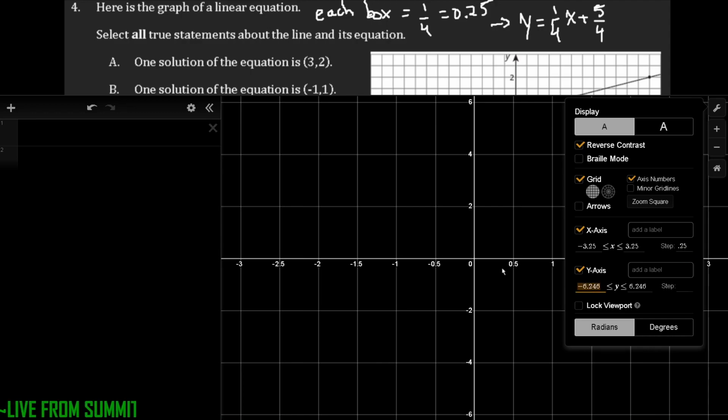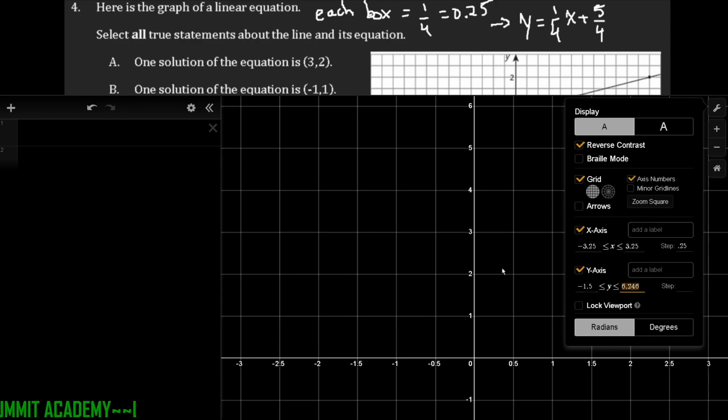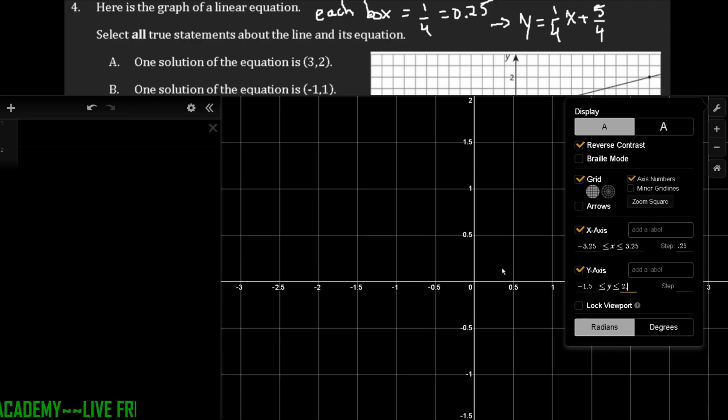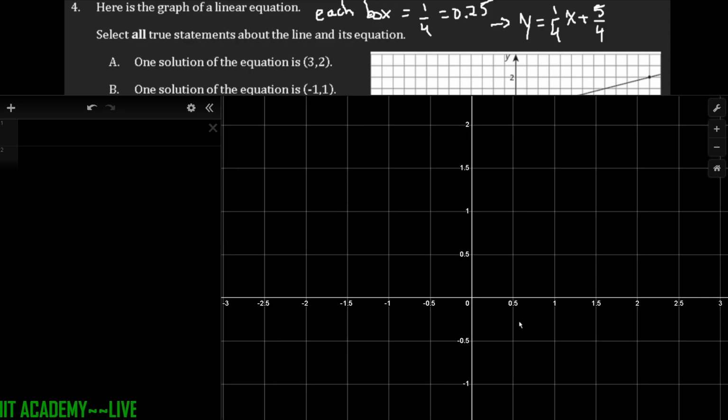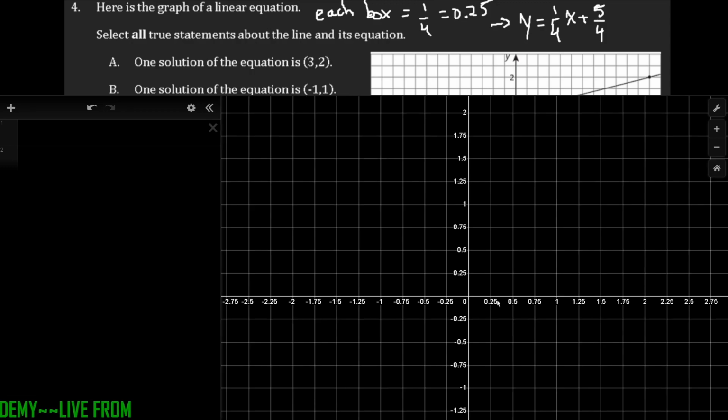For my y-axis, same idea. I'm going from negative 1.5 to positive 2.5, and each step is going to be 0.25. Make sure you can kind of see how that works. Let me actually scroll in a little bit. There we go. So now we can see how this works. Notice how it has those little boxes.